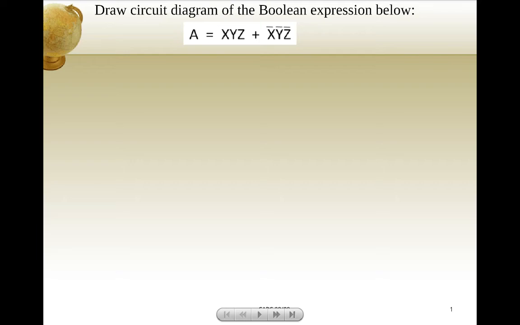So let's try to draw this Boolean expression. There's a question. Draw the circuit diagram of the Boolean expression below. A equals to x, y, z, or with x bar, y bar, z bar. Okay.